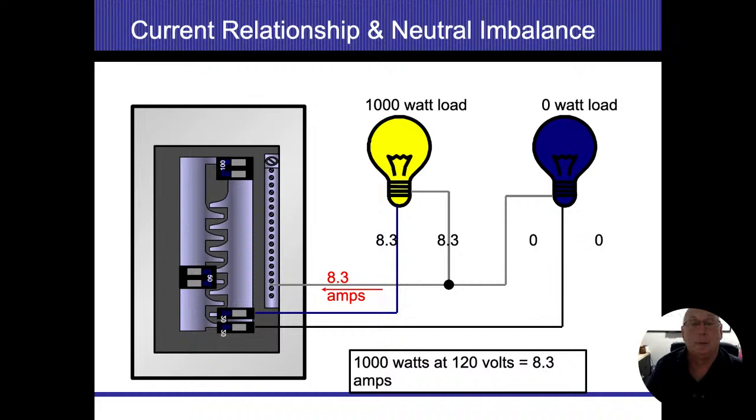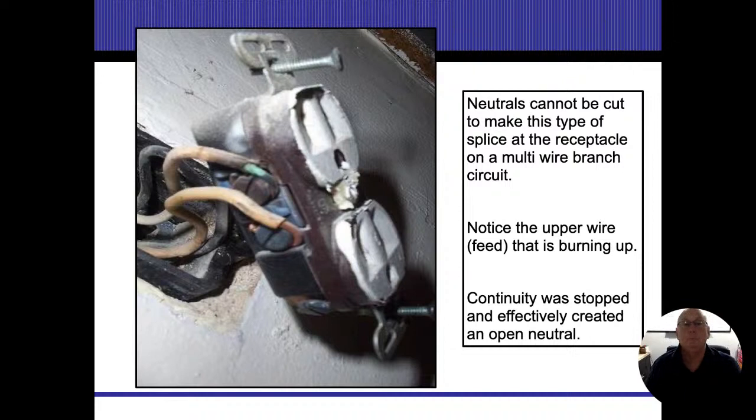In order to get the full load, only one side has to be running electricity while the other side is not doing anything. Then we're going to have the full load of one side. Neutrals. Neutrals cannot be cut to make this type of splice at the receptacle on a multi-wire circuit. Okay. And they're supposed to be stripped back of the insulation and then kind of flipped over it.